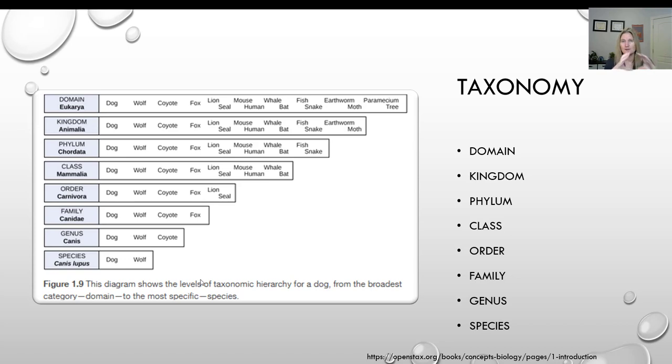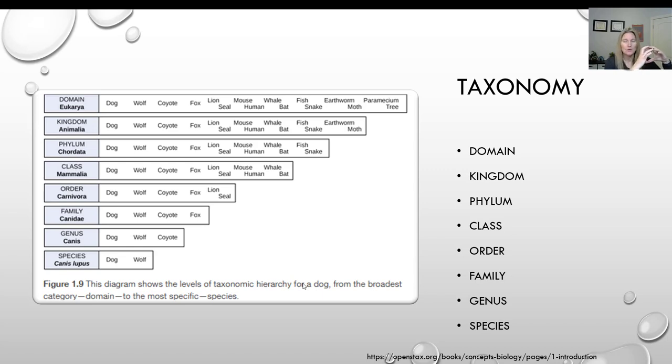And then from there we can look at a domain and group all of those species into different groups, which we call the kingdoms within the domain. So for example, here we're showing the taxonomic hierarchy for a dog. Dogs are part of domain Eukarya. And within domain Eukarya, there's all sorts of other eukaryotes. Okay, we don't necessarily just have dogs, we also have paramecium, earthworms, fish, trees, all sorts of stuff. So it's very inclusive within that domain Eukarya.